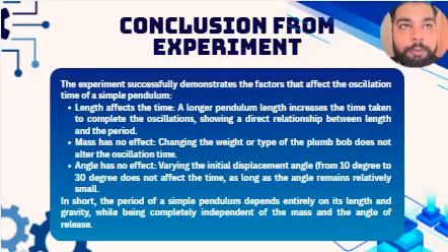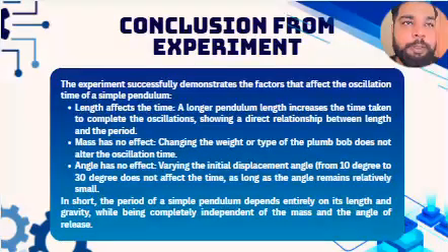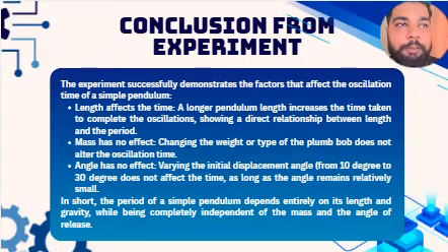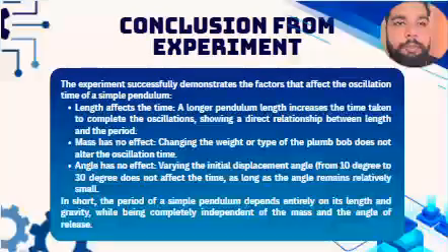Now I will do the conclusion from the experiment. The experiment successfully demonstrates the factors that affect the oscillation time of a simple pendulum. First point is length affects the time. A longer pendulum length increases the time taken to complete the oscillations, showing a direct relationship between length and the period. The second point is mass has no effect. Changing the weight or type of the plumb bob does not alter the oscillation time.